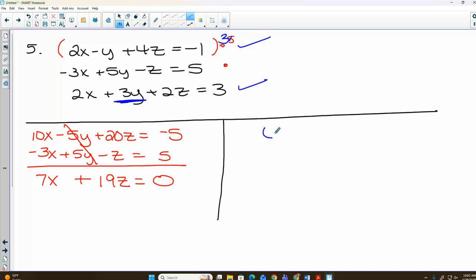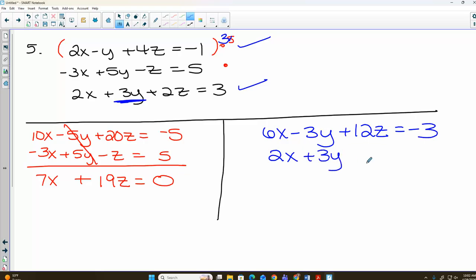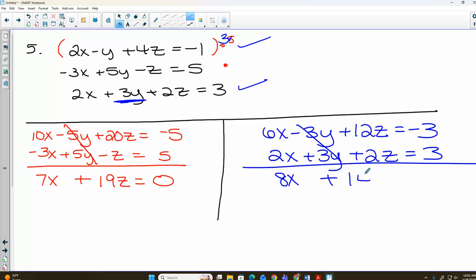I get 6x minus 3y plus 12z equals negative 3. And 2x plus 3y plus 2z equals 3. Add those together, we get 8x plus 14z equals 0.